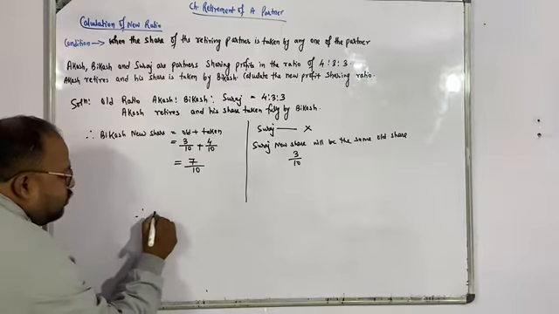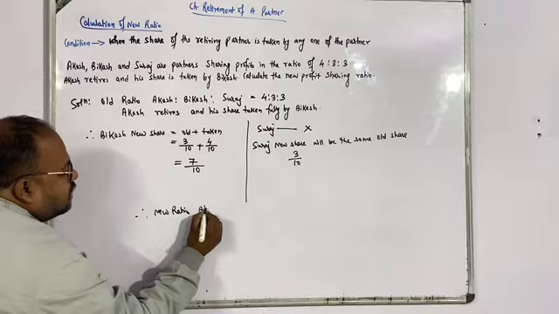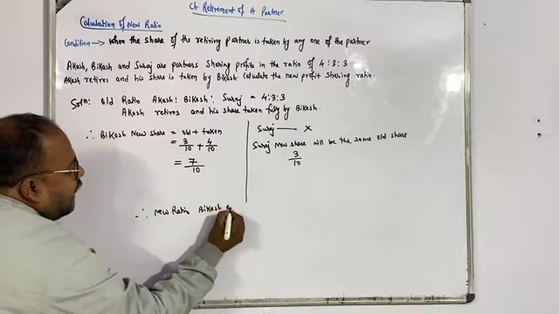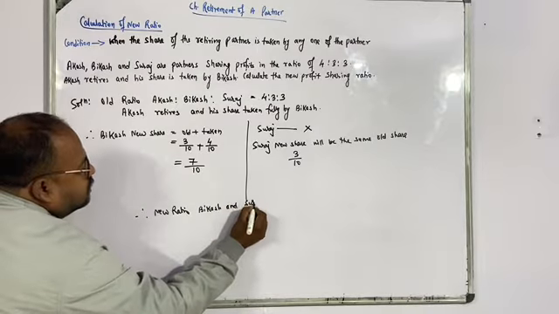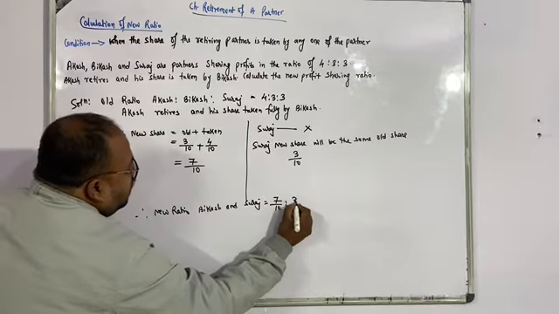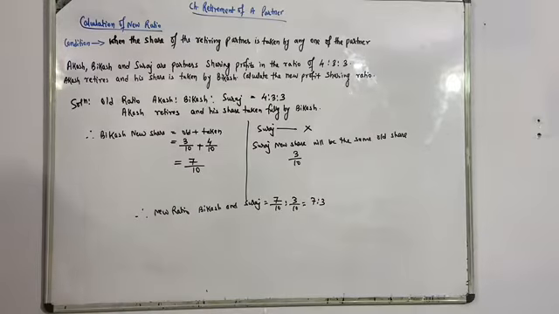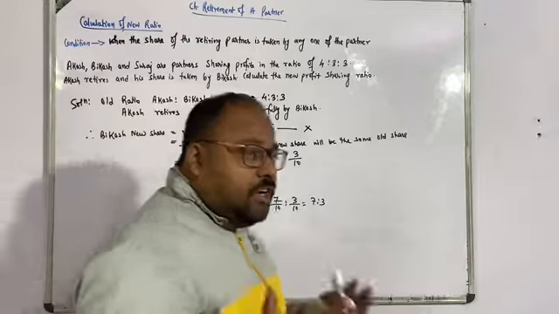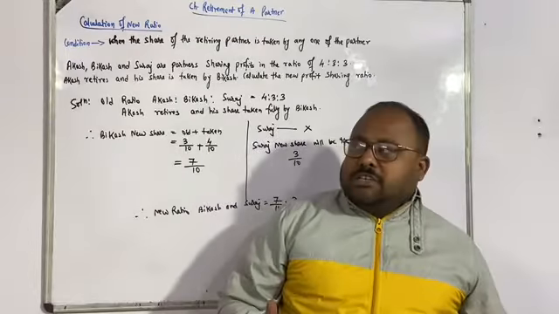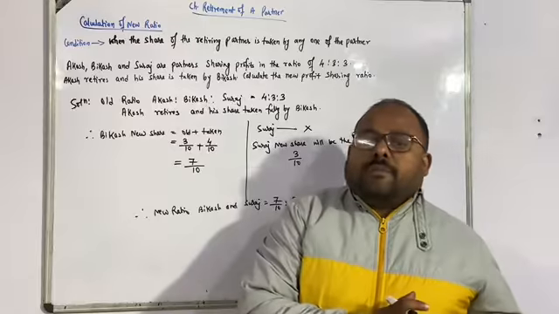So therefore the new ratio between Vikas and Suraj will be 7/10 is to 3/10, that is equal to 7:3. This is going to be the new ratio. So when any of the partners is retiring, basically what happens, his share is either taken by both of the partners or any one of the partners.